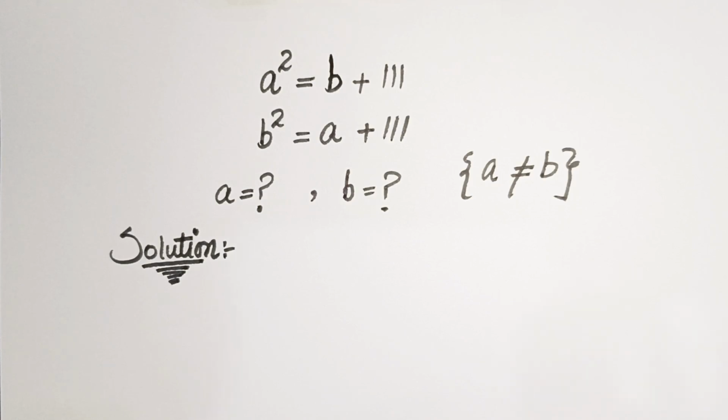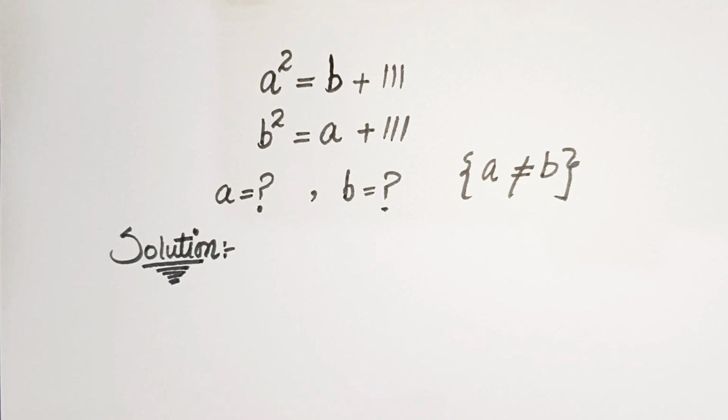Today we have a nice exponential question, that is a squared is equal to b plus 111, and our second equation is b squared is equal to a plus 111. Now here we see that a is not equal to b. It is given that in these equations a is not equal to b. So we have to find those solutions in which a will not be equal to b. So here we have to find the value of a and value of b.